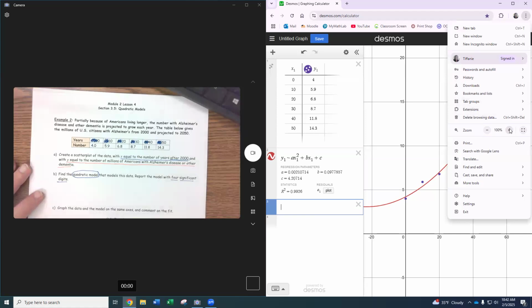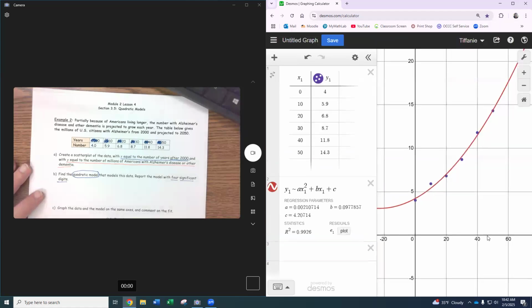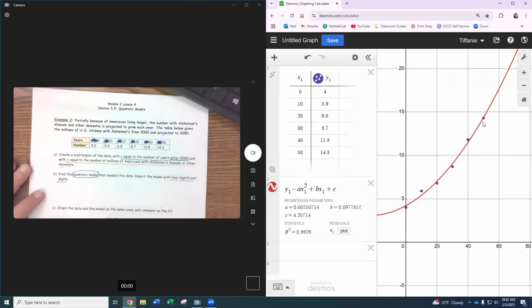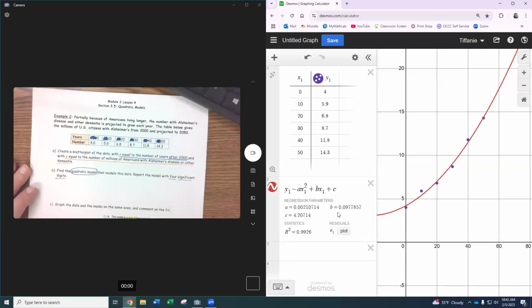Let me zoom in some. Okay. So we can see that data. And most of it's pretty much on that line, except for this. This is kind of maybe a small, like little outlier just because it's the furthest one. But everything else, it's touching that pretty good. So what is my answer here?